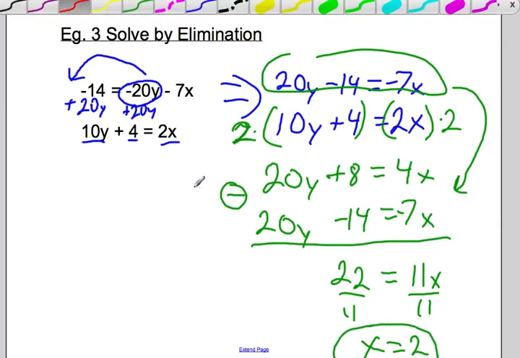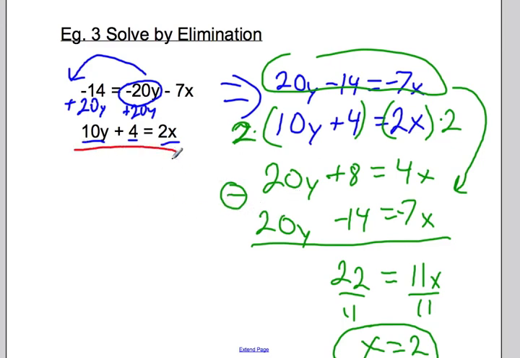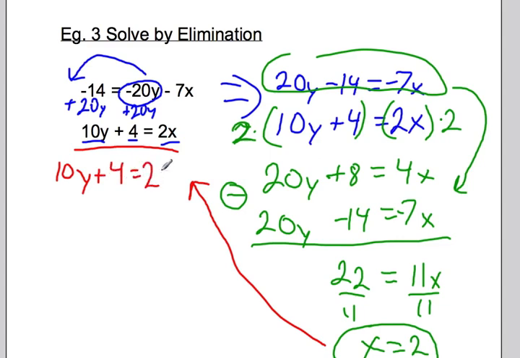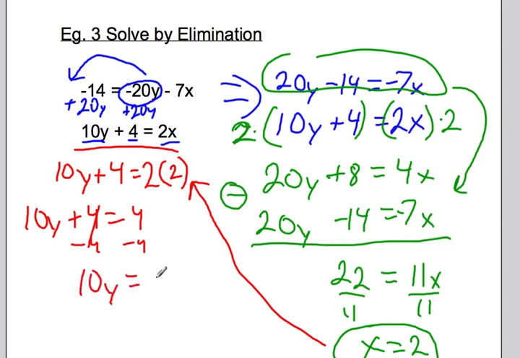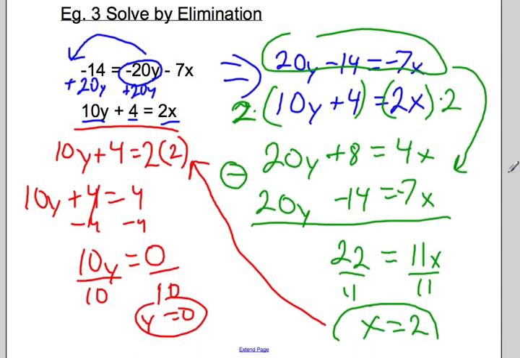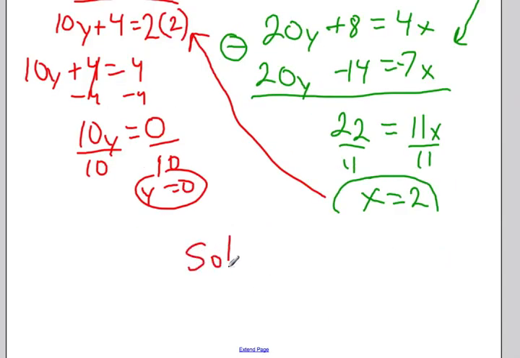Okay, so x equals 2. Now we need to find the y value. We can use either one. I'm going to use this one right here. If I substitute that in for x, we're going to have 10y plus 4 equals 2 times 2. So we have 10y plus 4 equals 4. Subtract 4 from both sides. We have 10y equals 0 and divide by 10. And we get y equals 0. So your final solution for this one is 2, 0.